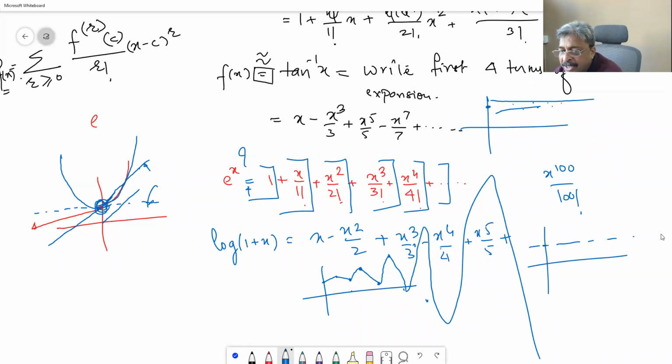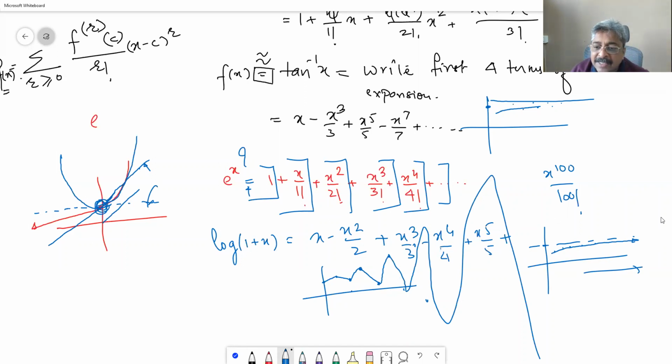I can make a dotted line there. I want this value. If you take only the first term, you are here. If you take the second term, you are here. Third term, you are here. Fourth term, you are here. Like that, it will go on approaching. So in case of e raised to x, as you take more terms, you will be better off. In case of log x, the graph is going to be like this.